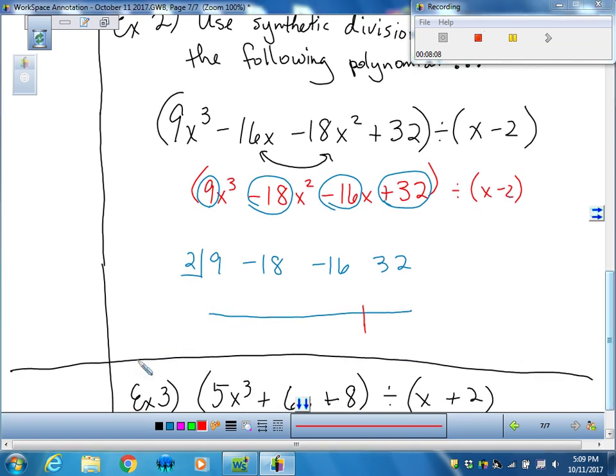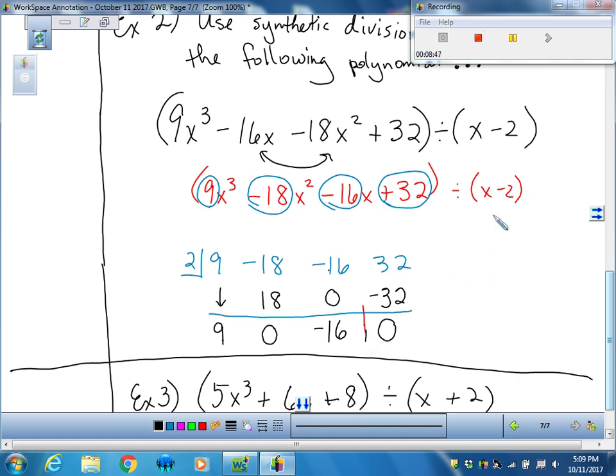So again, step 1, bring down your first term. So bring down the 9, multiply 9 times 2, 18. Combine the 18 and the minus 18, you get 0. 0 times 2, we get 0. Negative 16 plus 0, negative 16. Negative 16 times 2, negative 32. Negative 32 plus 32, 0. So once again, we have a remainder of 0.